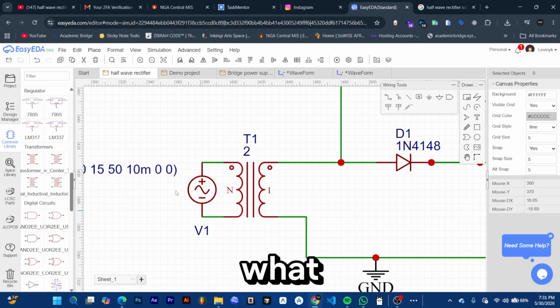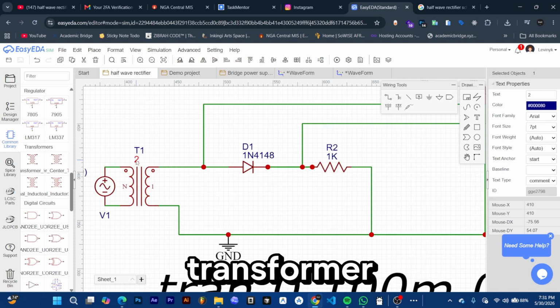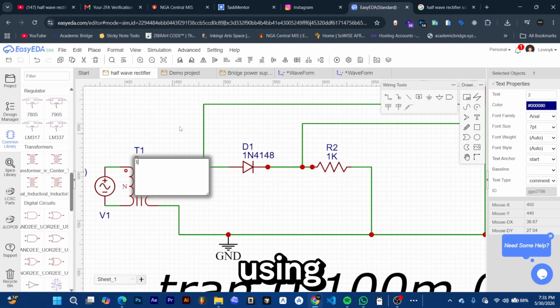What you see over here is our input, which is 15 volts, 50 hertz, so that is an AC current. That AC current is going through our transformer. We're using one ratio for this transformer to reduce the voltage that's coming from the AC current.